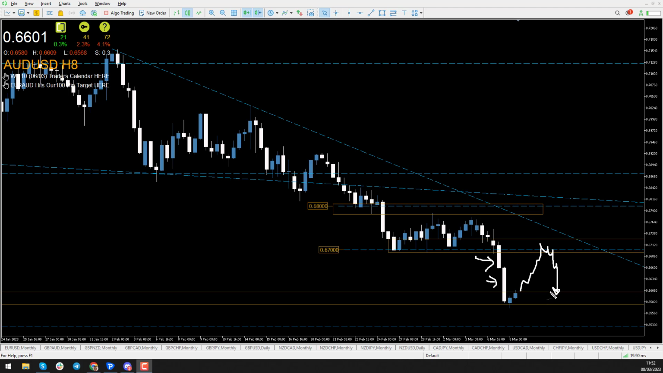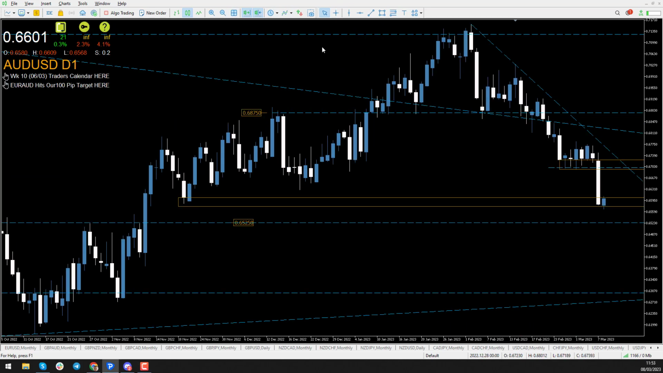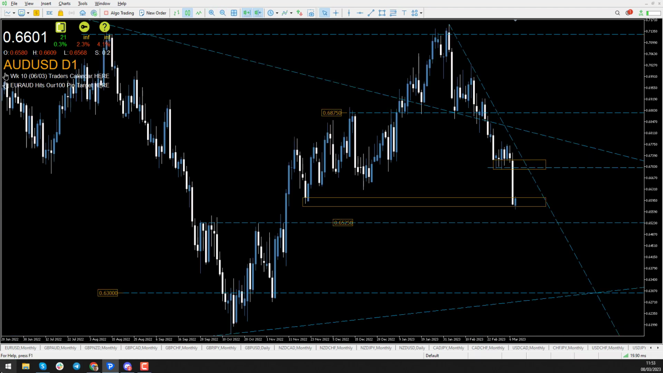So I'd be looking for that kind of opportunity in and around there. It lets us have a closer stop loss, and then we can extend our reward to risk ratio. So that's what I'm looking to do here, and then I'll be targeting the 0.6525 handle for Aussie US dollar.